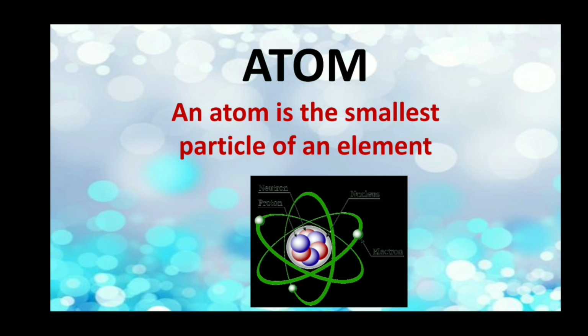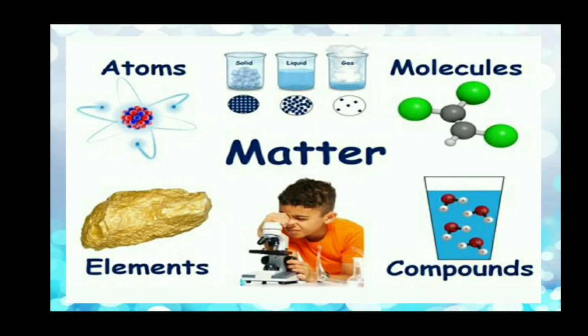Children, now listen carefully. You might have learnt that everything around us is matter. But I say everything around us is made up of atoms. Which is correct? You may get a confusion. Let me tell you clearly.